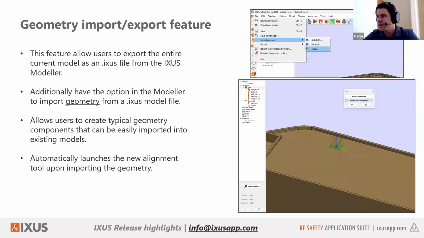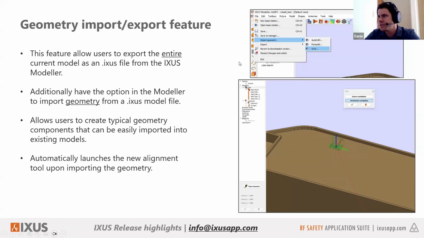But what this now allows you to do is create from a blank site some very specific geometry, let's say for an antenna mounting structure like an antenna sled or something like that. You can then export that as a .ixus file, and that becomes something that you can import into any other project or any other model. It's also simply imported as normal modeler geometry, so you can then edit those details, or edit the geometry afterwards as well.